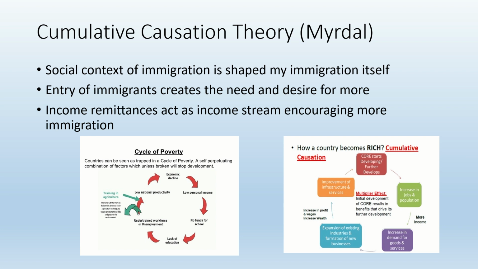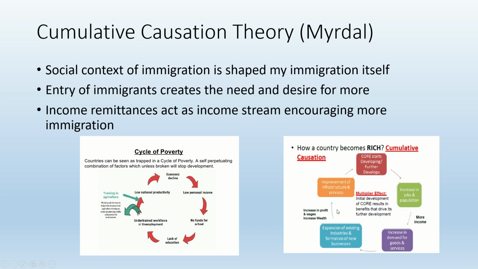And then as countries become rich, there's another cycle we can look at too that looks at wealth in developed countries. There are regions that have started to develop early. They have more jobs and larger populations in the beginning, like Europe did. This creates more and more demand for goods and services. There's an expansion of existing industries and the formation of new businesses. It creates a lot more wealth.